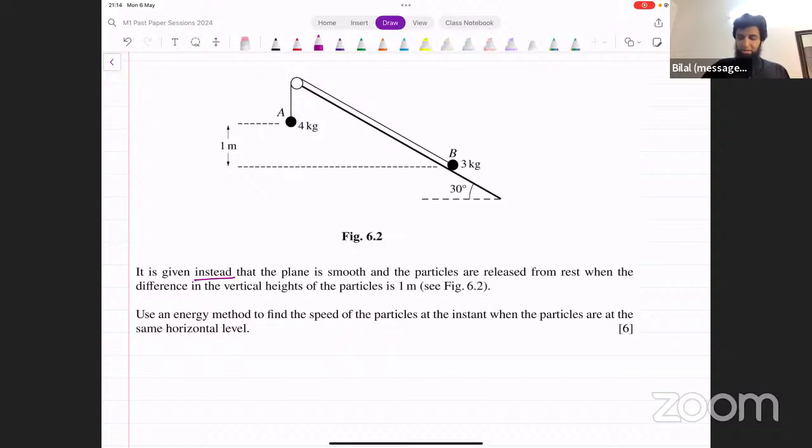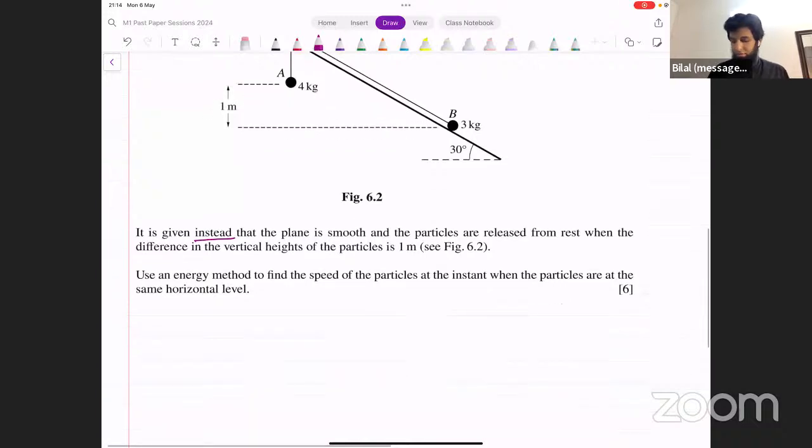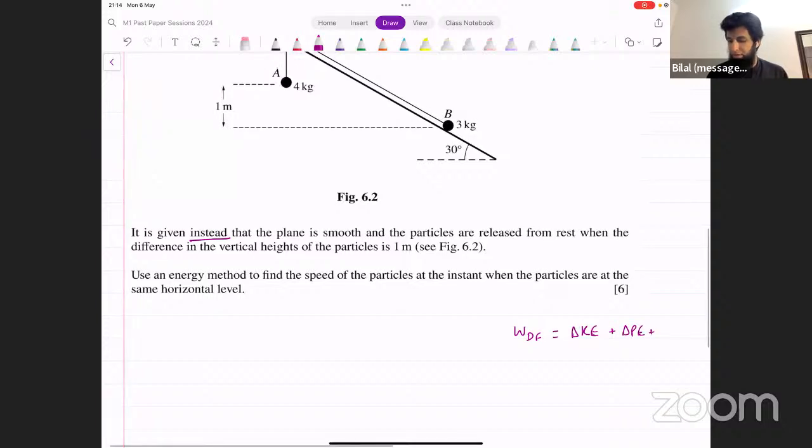The particles are released from rest when the difference in the vertical height of the particles is 1 meter. So this difference between vertical heights is 1 meter. Use an energy method to find the speed of the particles at the instant when the particles are at the same horizontal level. Now, how do we think about this? Energy method, what does that mean? Work energy principle: work done by driving force equals change in kinetic energy plus the change in potential energy plus the work done against resistance. That is what we've got to use here.